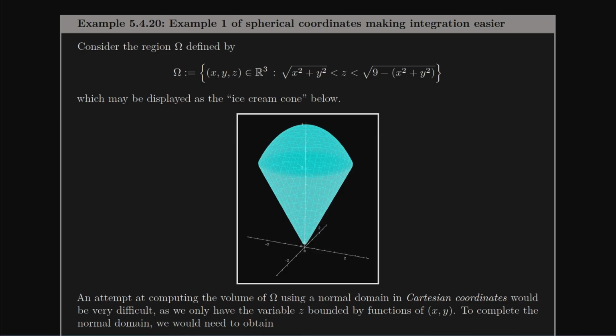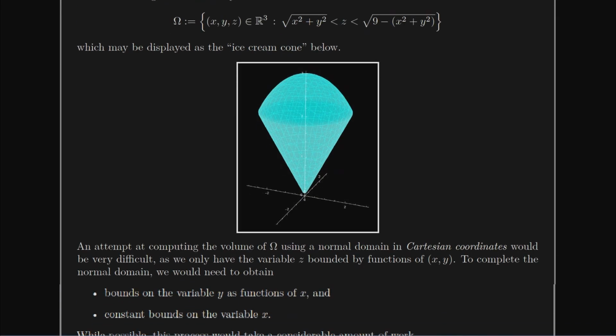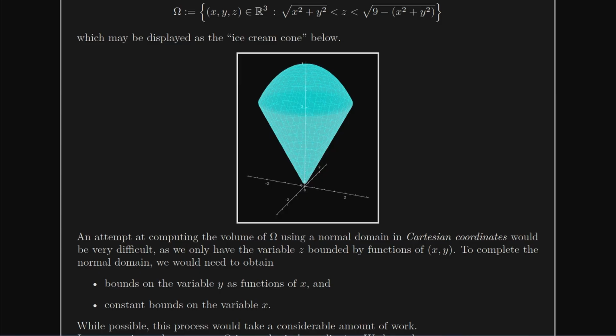Let's look at this ice cream cone that I've developed here. Here's an ice cream cone. It's described by the set, or the domain omega, where z is bounded below by root x squared plus y squared and above by root 9 minus x squared plus y squared. So that's the ice cream cone. How could we find the volume of such an ice cream cone?